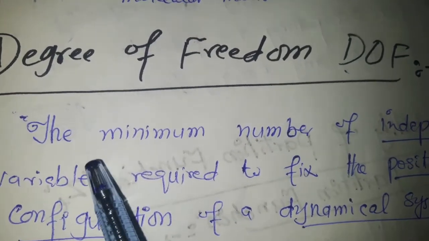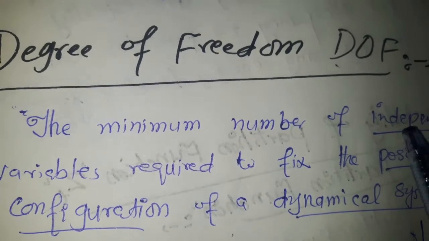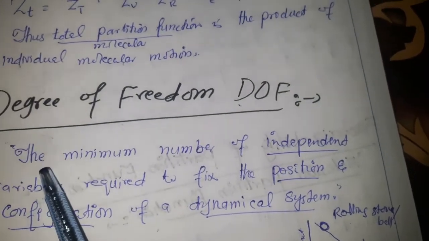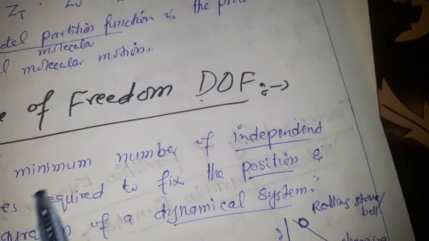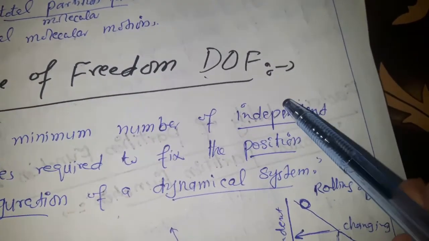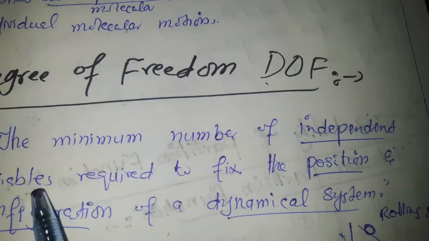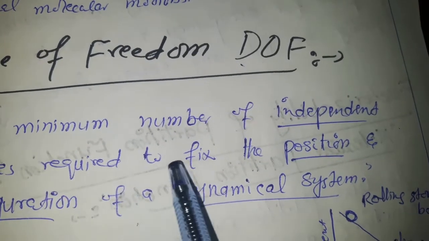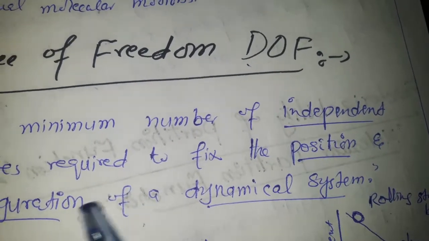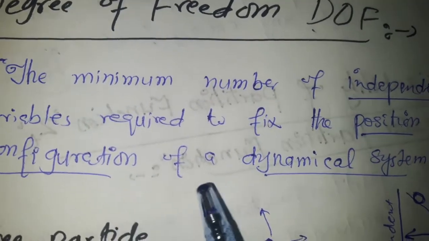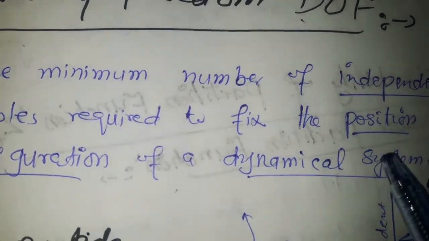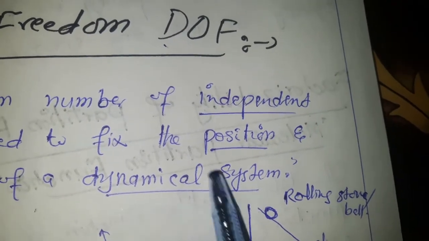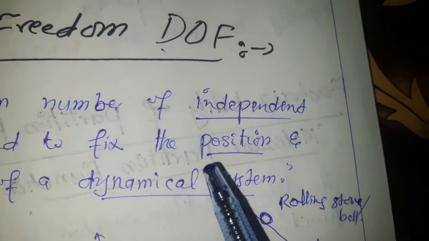We can define in simple words that the degree of freedom is the minimum number of independent variables required to fix the position and configuration of a dynamical system. Here is the word independent variables. Just keep in mind, we have to come to this term again and explain it. A dynamical system means a system which is always in motion, dynamic.